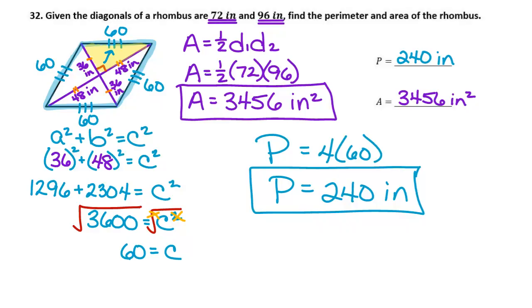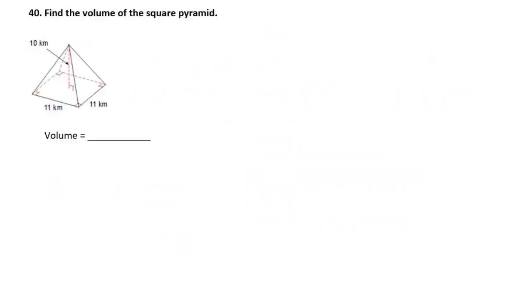All right. I have enough time for one or two more, depending on how long they are. Yes. Number 40? Absolutely, we can do number 40. All right, so we're on the very back of the packet now. This is the pyramid question. Find the volume of the square pyramid.